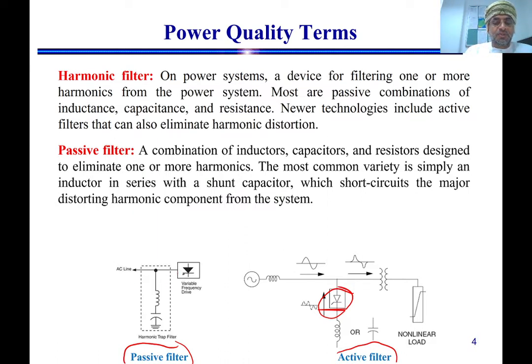What will be the function of those? Over here we have a power electronic device, it will create harmonics. So the function of this filter is to take out the harmonics. It will not allow them to go into the system. So it will prevent the harmonic from going back to the power system.